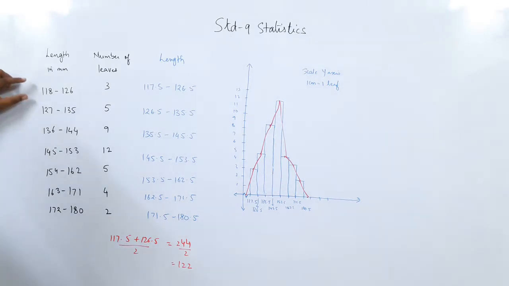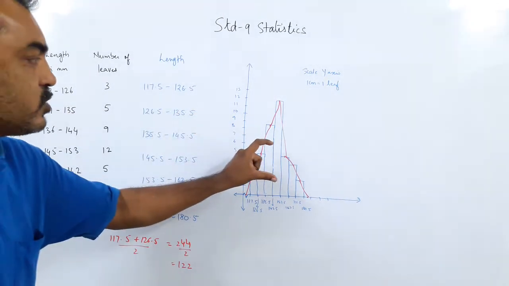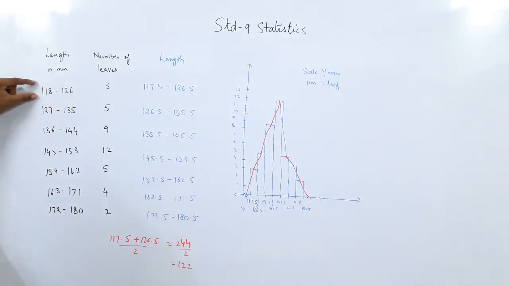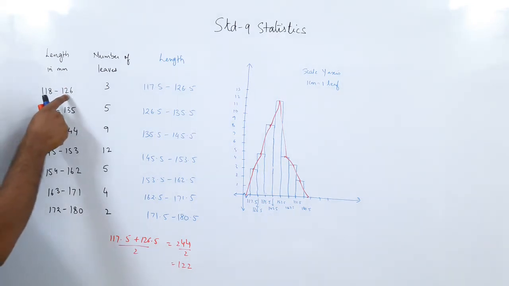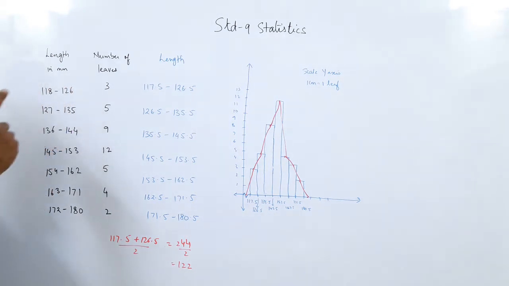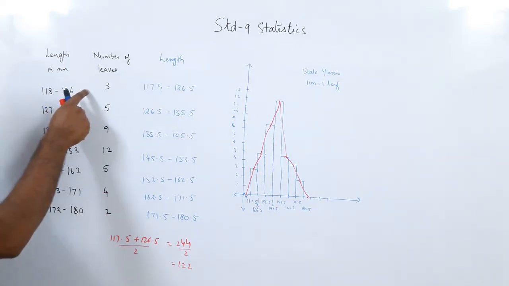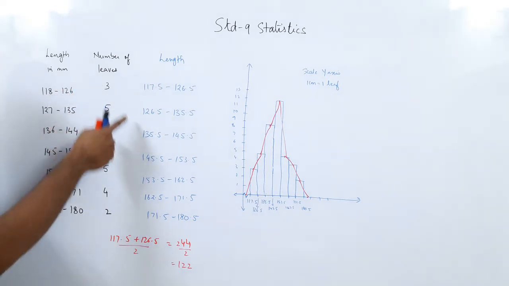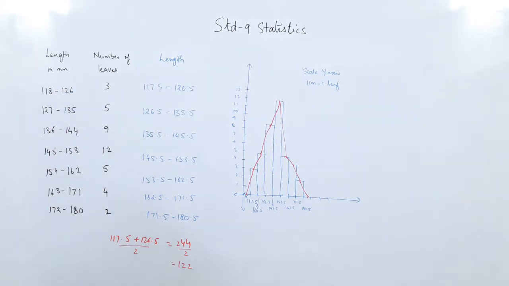So look at this sum again. Whenever a histogram is asked of you, the first thing you have to check is: is it continuous? Is it discontinuous? This is discontinuous. Because it was discontinuous with a gap of 1, we increase the upper limit by 0.5. We cut 1 into 2 equal parts of 0.5. We increase this with 0.5 and decrease this with 0.5. So we got a continuous class. And after we got the continuous class, we drew the histogram.